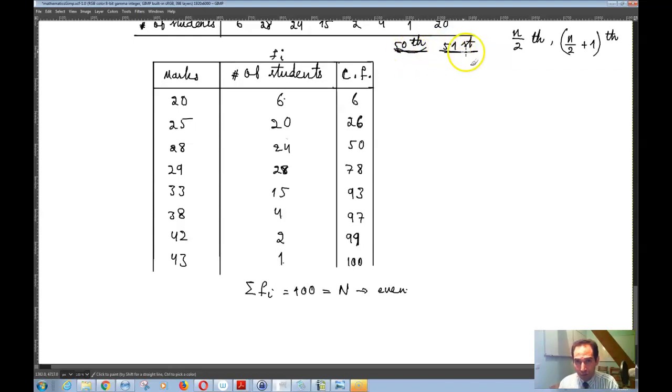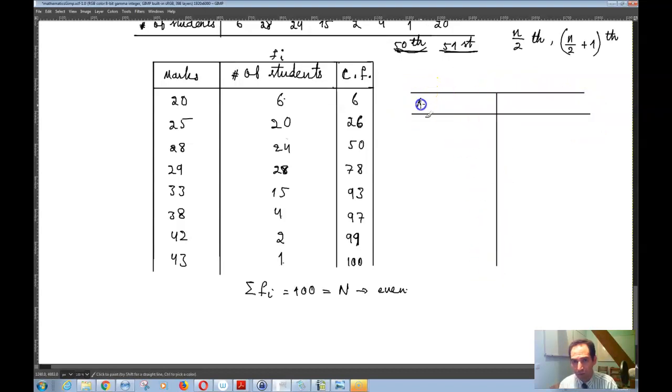Now, in order to find these observations, we can basically do it like this. I can create a table over here, and I can write the marks obtained, and the number of students.